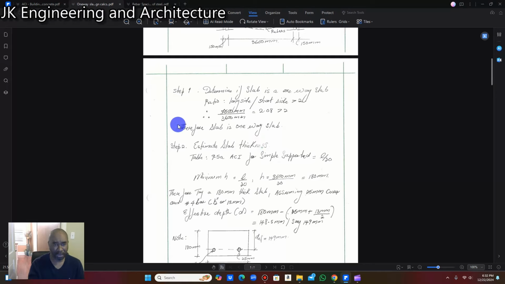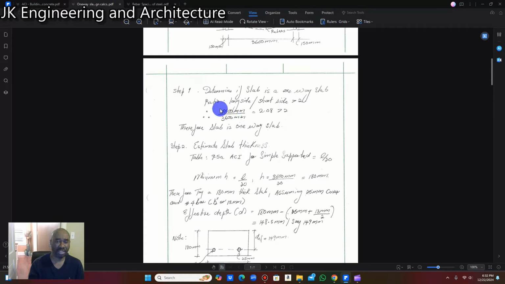Step one is to determine if the slab is a one-way or a two-way slab. How we determine that is by checking whether the ratio of the long side divided by the short side is greater than 2. If it is less than 2, it is a two-way slab, but as long as it is greater than 2, it is a one-way slab. So we're going to test that.